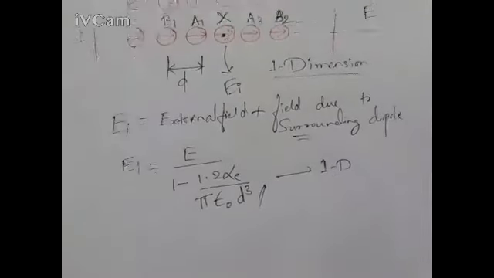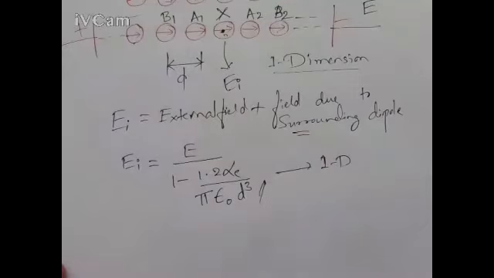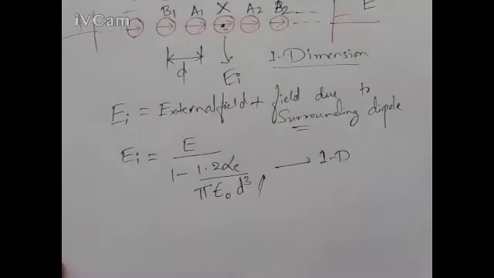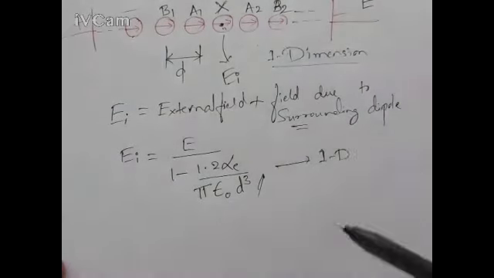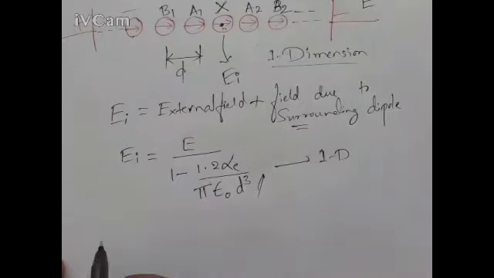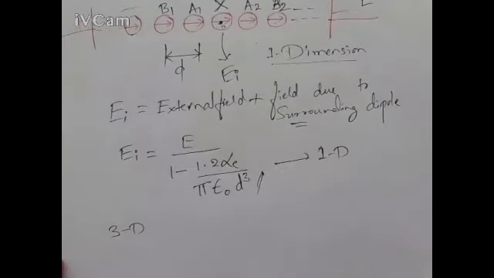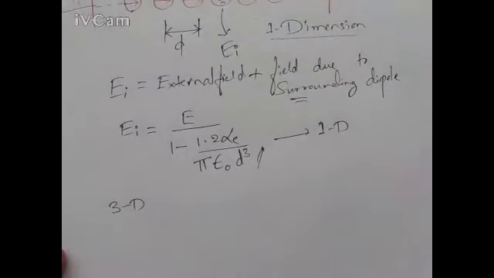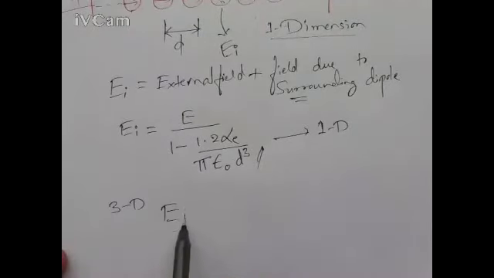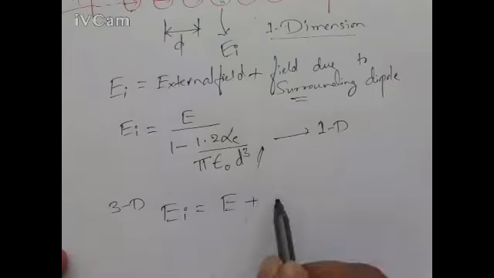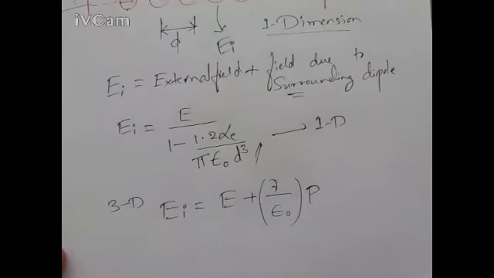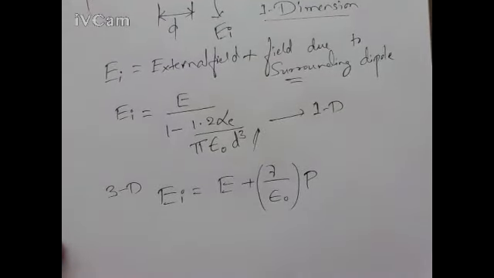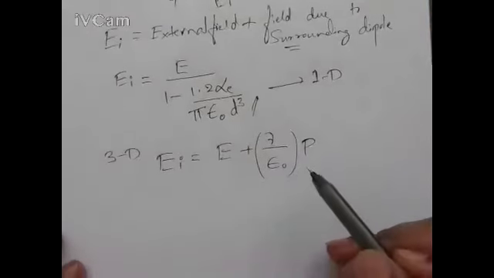Now if I consider the three-dimensional array, I have to consider the whole material. There will be another line here, another line there, upper lines like that, so many lines. A crystal structure will be there. For 3 dimensions, for the whole material, the internal field is given as EI equal to E plus gamma divided by epsilon naught into P. This is the equation for the internal field in the bulk material.